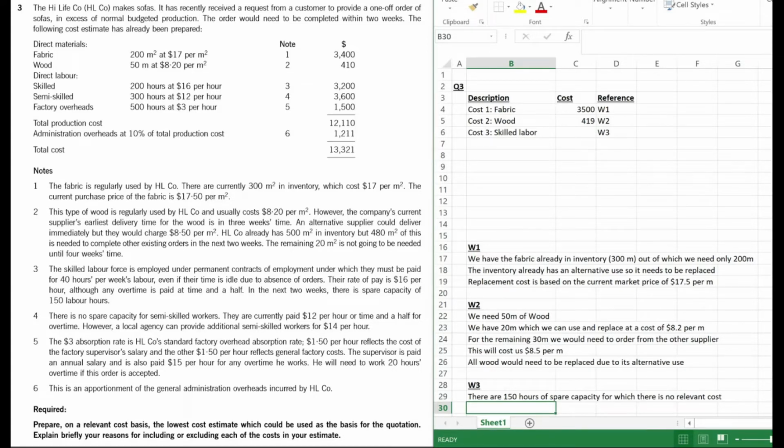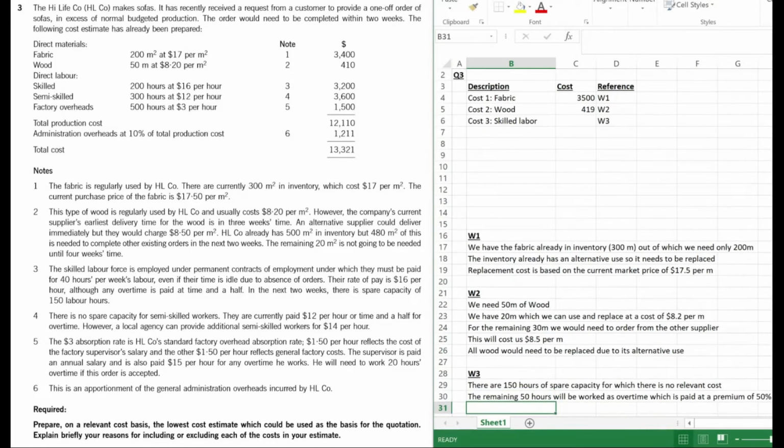And the rate of pay is $16 per hour, but overtime is at time and a half, so a 50% premium, right? So the remaining 50 hours will be worked as overtime, which is paid at a premium of 50%. Okay, so let's do our calculation.